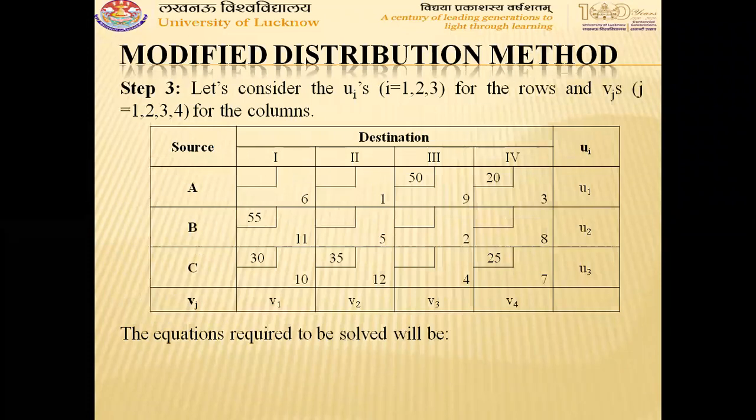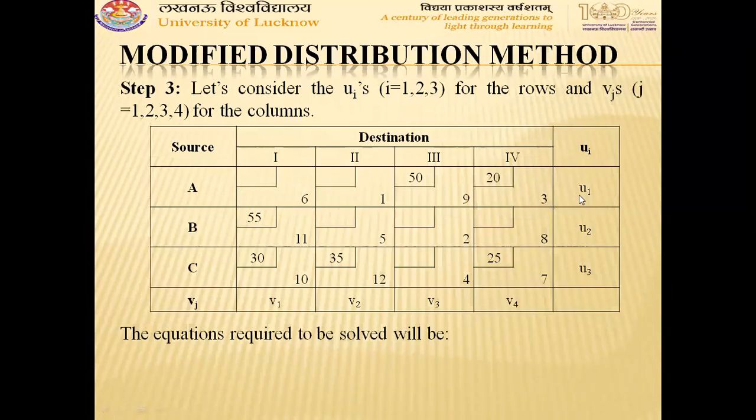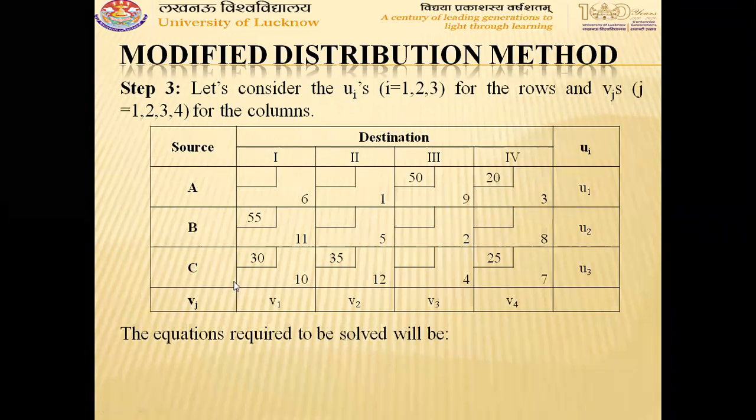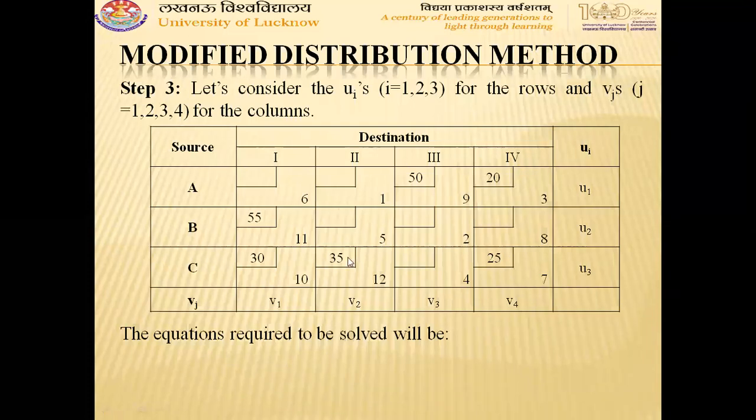Now we solve the equations ui plus vj is equal to cij. Here you can see I have added one more column for ui and one more row for vj. Corresponding to source A, I have taken U1, for source B I have taken U2, and for source C I have taken U3. Similarly for destinations, I have taken V1 for destination 1, V2 for destination 2, V3 for destination 3, and V4 for destination 4.